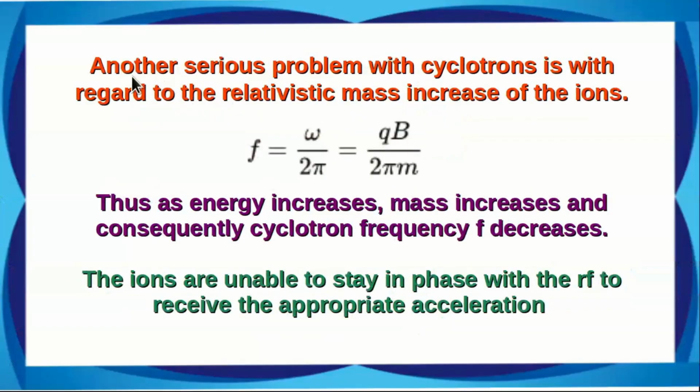Any further energy increase stops when the energy gain in one turn is compensated by the energy loss due to radiation. There is yet another serious problem with cyclotrons, that is with regard to the relativistic mass increase of the ions. Now our frequency f is equal to qB by 2 pi m. Thus as the energy increases, mass increases, and therefore the cyclotron frequency f will decrease. And therefore the ions will be unable to stay in phase with the RF to receive the appropriate acceleration. So they will fall out of phase with the RF.